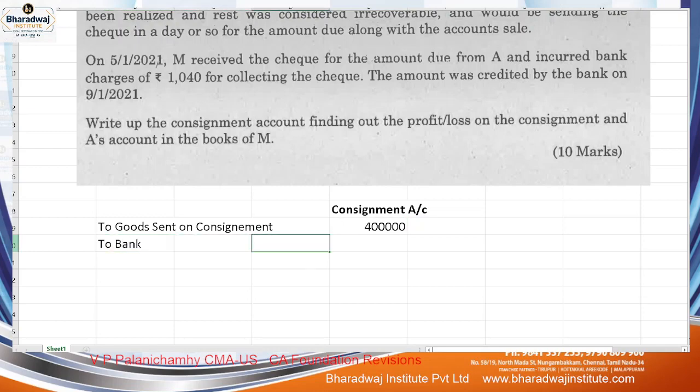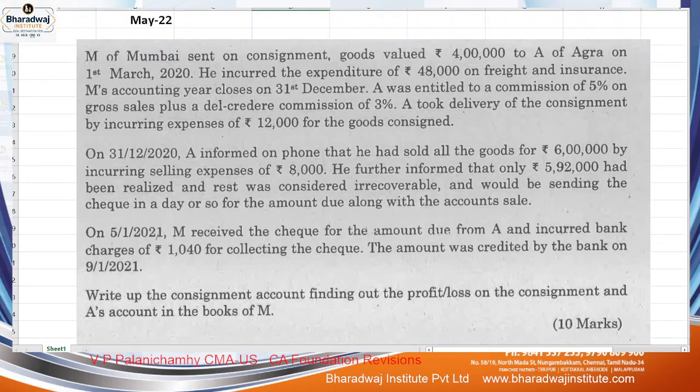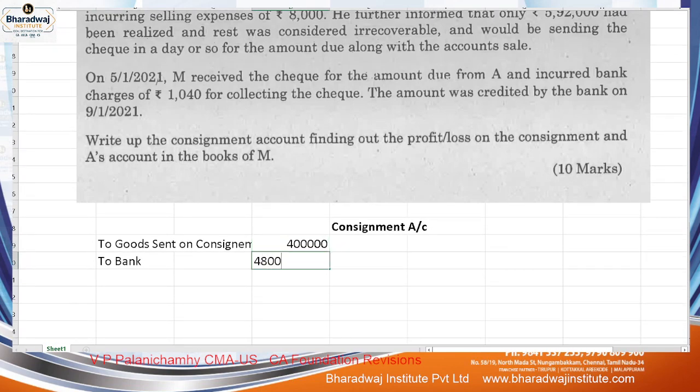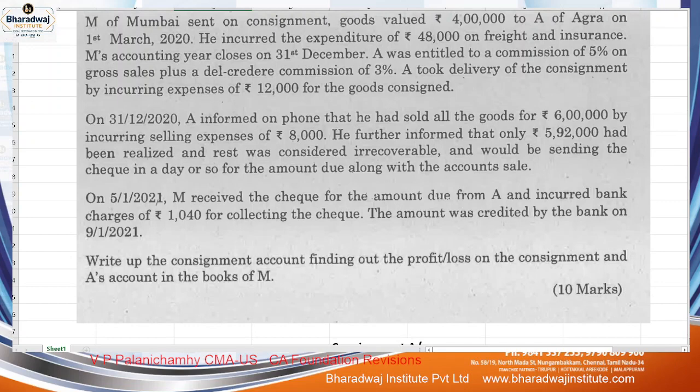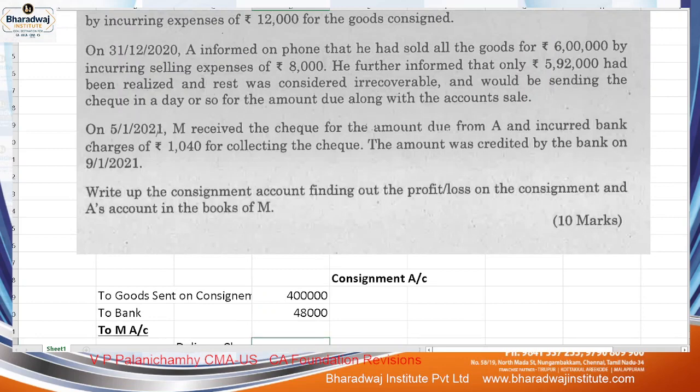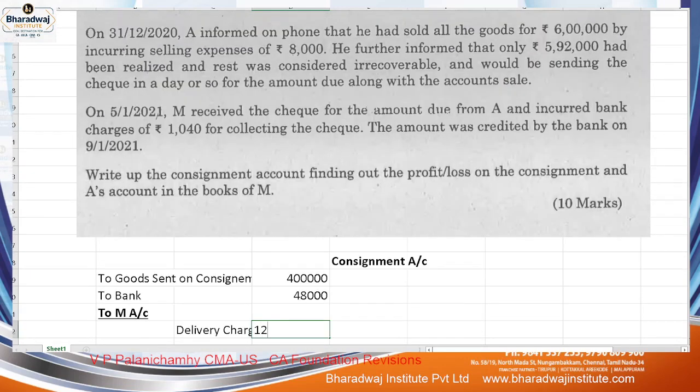To bank account, consignor's expenses. What are the consignor's expenses given? Second line, 48,000. To bank, 48,000. To M account, all the expenses and commission. What are the expenses he incurred? To M account, underline below that. Delivery charges. What are the delivery charges he incurred? 12,000.